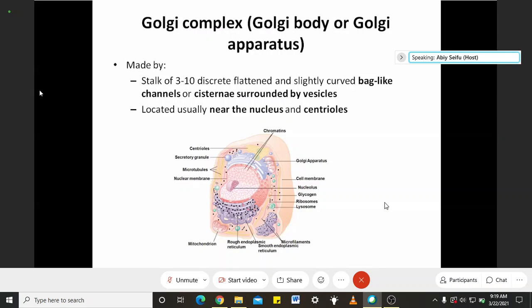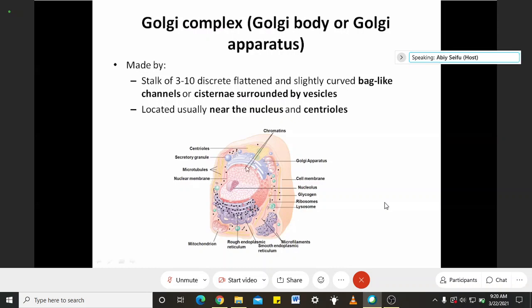So we have here again, the channels are anastomosing, but they are not tubular, they are flattened, sac-like channels made by about 3 to 10 in number. These are piled one upon another, and they are located near the rough endoplasmic reticulum. I told you the rough endoplasmic reticulum is found nearer to the nucleus. Not only nearer, but it is even connected with the outer membrane of the nucleus. So the rough endoplasmic reticulum is found nearer to the nucleus.